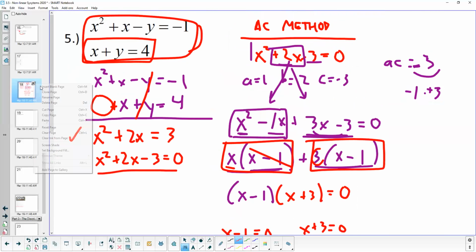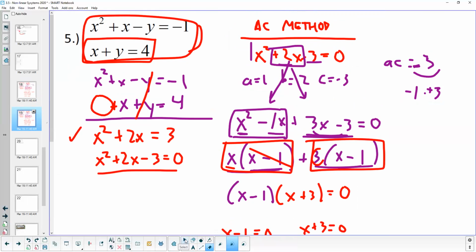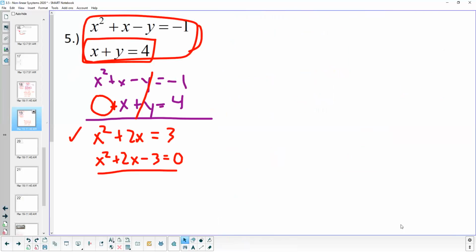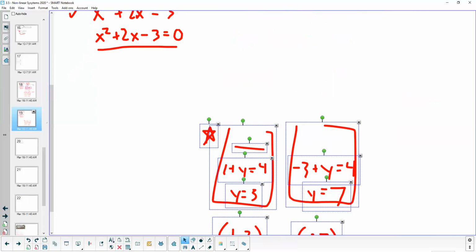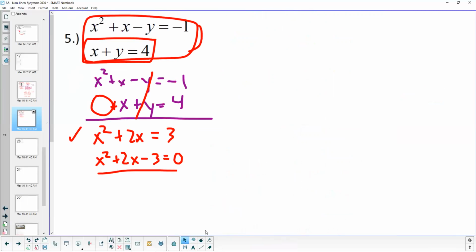The other alternative to this, if we make a copy of this, is instead of using the AC method, you are allowed to use the quadratic formula. I know some of you are a little more comfortable with the quadratic formula. And so the idea behind that is you still keep, so we'll write quadratic formula. And I'm going to shorten it up because it is a little difficult to write.